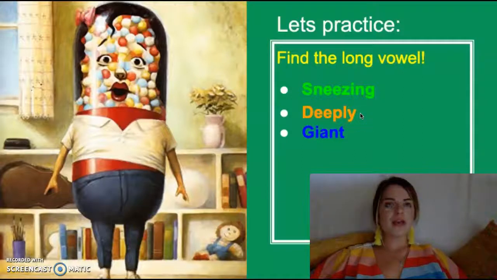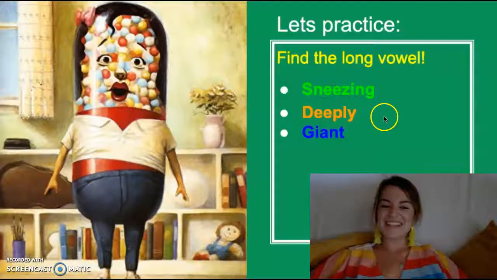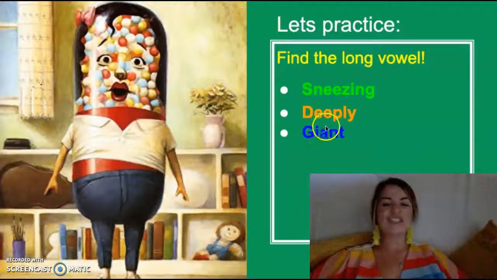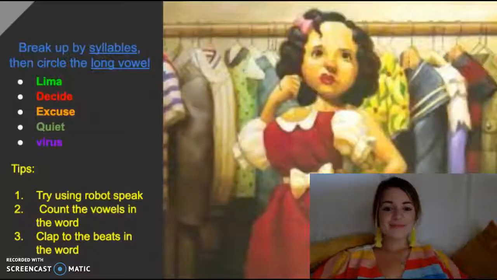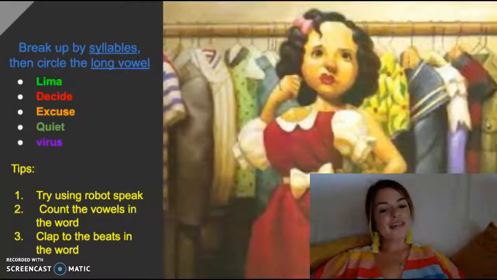Okay, deeply. D-e. I already hear it saying its name. D-eeply. So the E, again, is our long vowel. Okay, now giant. Giant. I'm guessing you know which one it is. That's right, the I. Giant. Awesome. Good job, everyone.